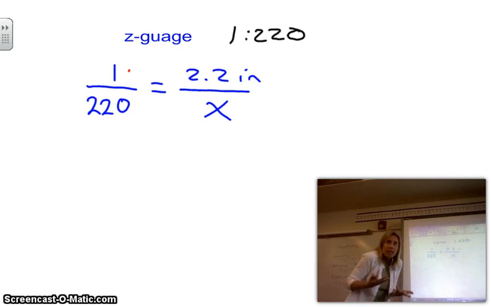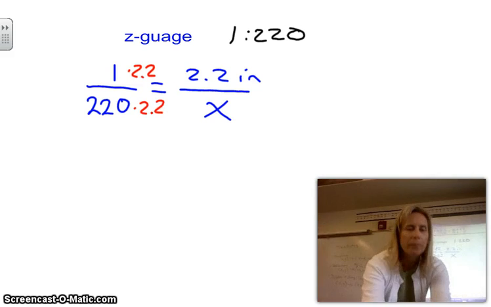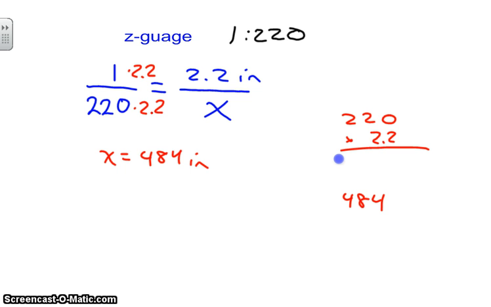1 times 2.2. So what is 220 times 2.2? Who has it? Faith, what do you have? 484. Does anyone else have that? 484. Okay, very good. We have x equals 484 inches. Now, does that sound reasonable?